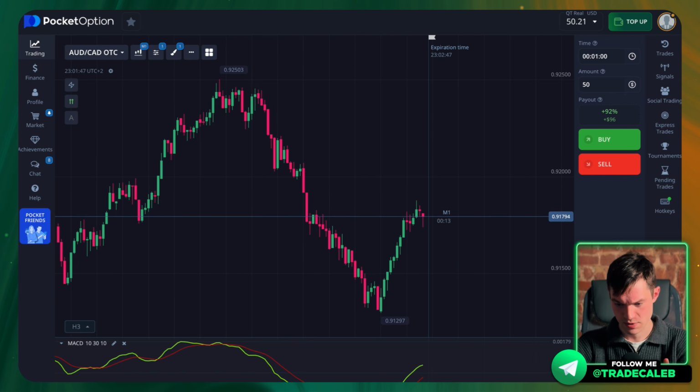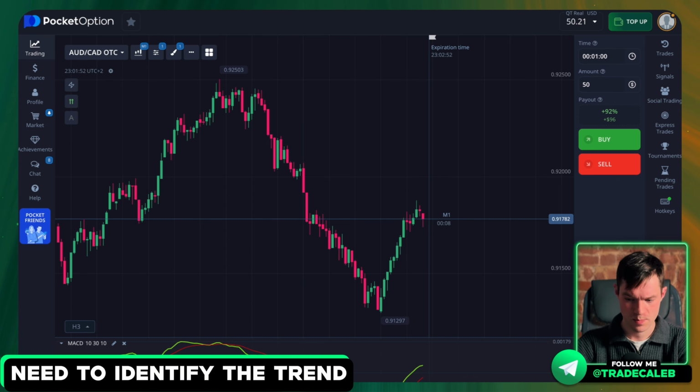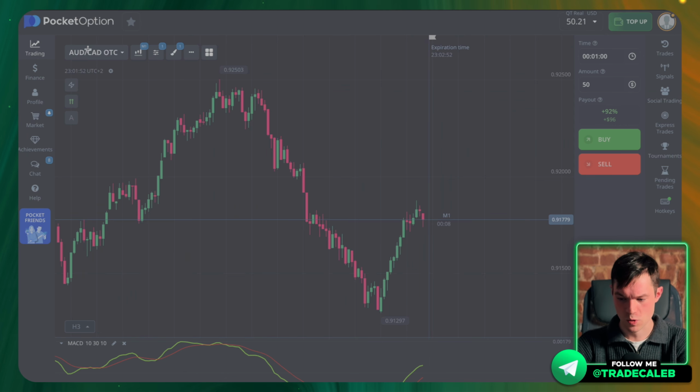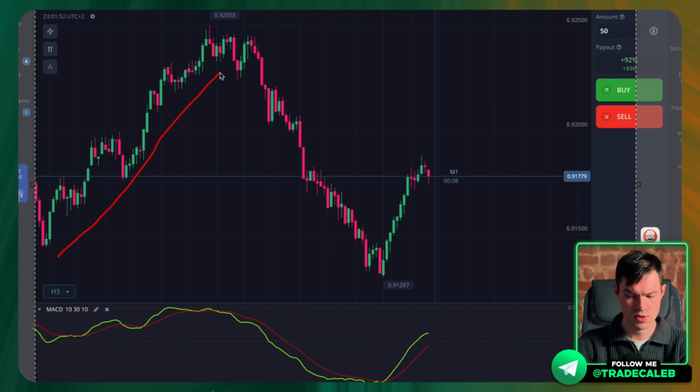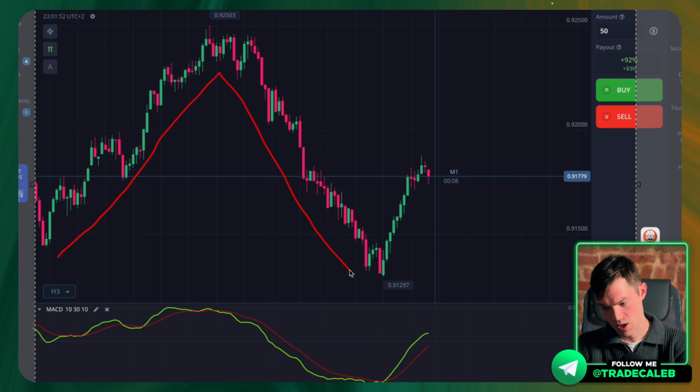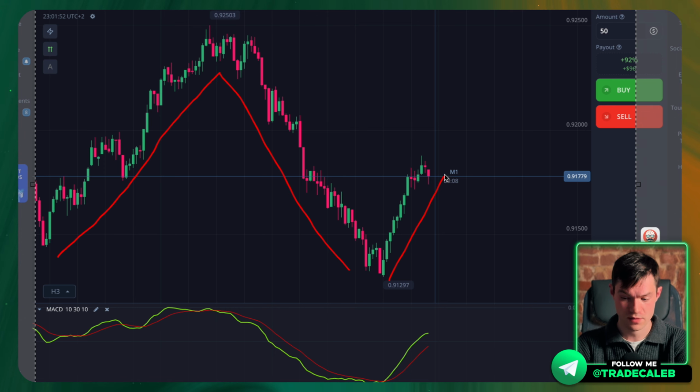Next, the third step is to identify the trend. My friends, this is done very simply. Pay attention to the chart. It's constantly moving up and down. Sometimes the chart moves up for a long time and then moves down for a long time, and like now, it moves up again for a long time. This is the trend. In this case, we have an uptrend, and in this case, a downtrend.